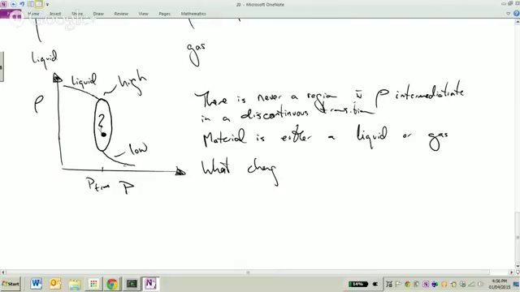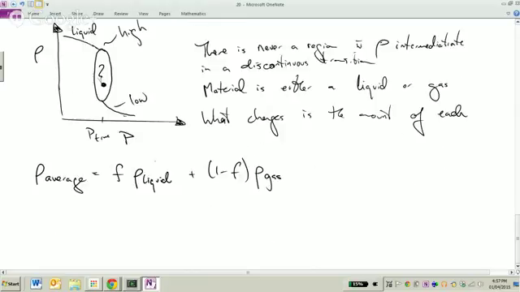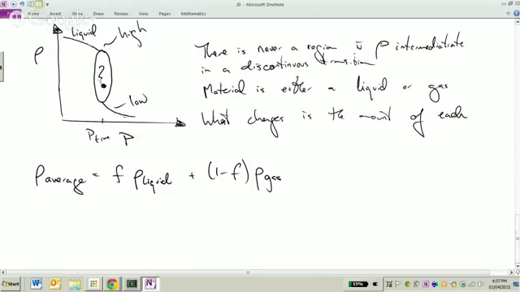What changes is the amount of each. So initially you start off with 100% liquid, 0% gas. And as rho, the average density of your system, changes, all that's changing is the fraction. So rho intermediate, or rho average, is equal to, we'll say, some fraction F of rho liquid plus 1 minus F times rho gas. So this is another thing that's important about discontinuous transitions.